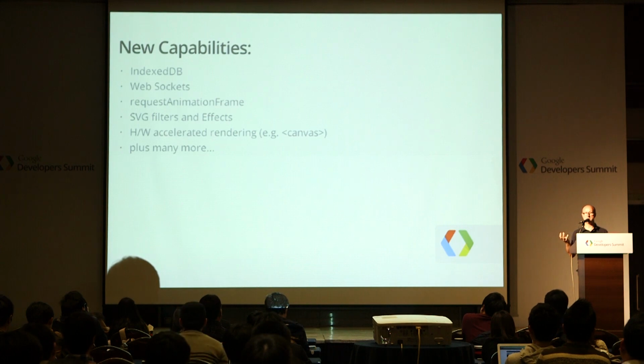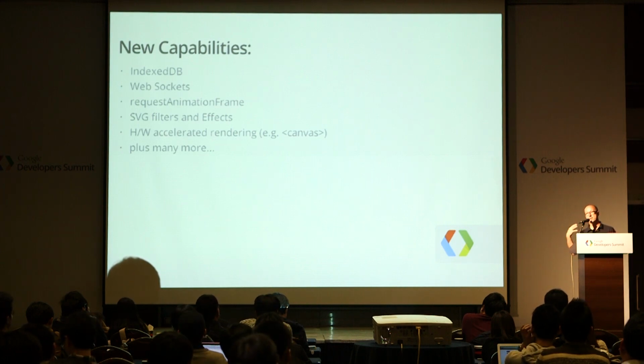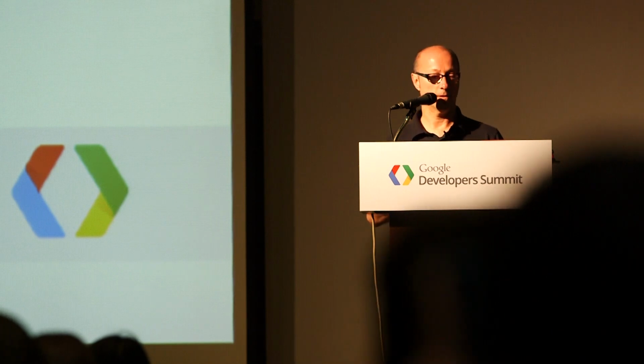So in JavaScript, it's very common to animate by just setting a timer and redrawing every time the timer ticks. The problem with doing that is that you either draw too little or too much because you're not synchronized to the actual screen. So request animation frame does that, it synchronizes for you.